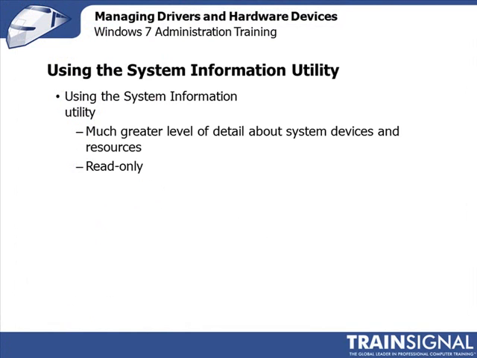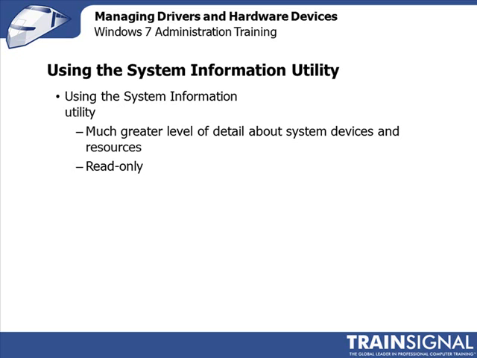The Device Manager is just one tool that you can use to get information about your system. The aptly named System Information Utility is another tool that you can use to gain information about your system. It provides a much greater level of detail about the system devices and resources in a way that's really easier to read. However, it's a read-only tool. Unlike Device Manager, in which you can actually make changes to a device configuration, the System Information Utility is a one-way affair. You can look, but you can't touch.